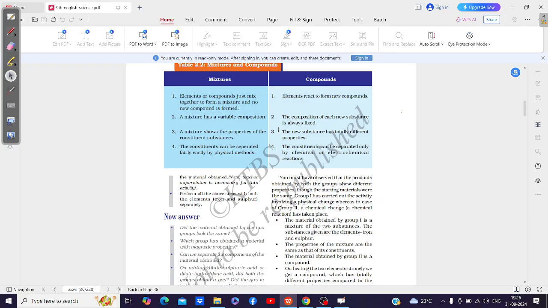In the previous activity, in group A, we can see the properties of iron filings as well as sulfur powder; we can easily access them. But when we come to compounds, the new substance we get when we mix the mixture with dilute hydrochloric acid has new properties. We have seen that, right? Yes, sir.